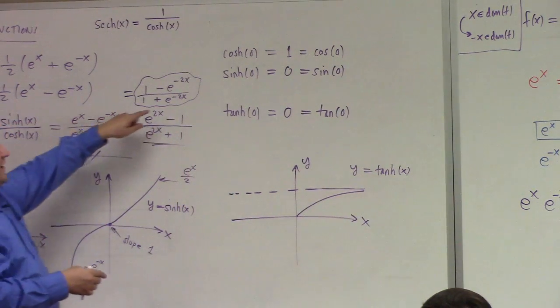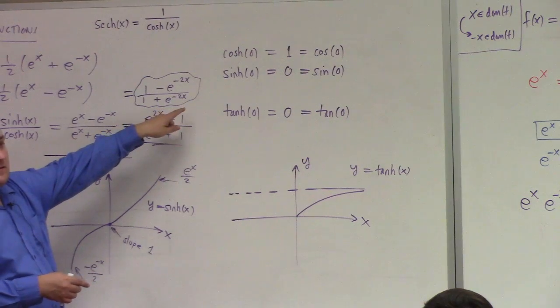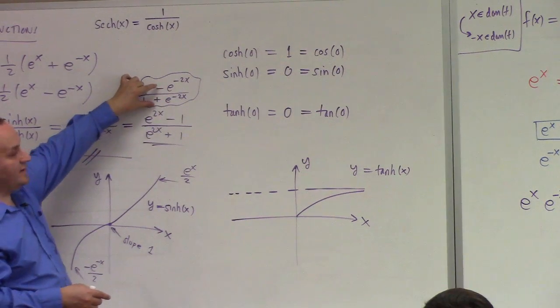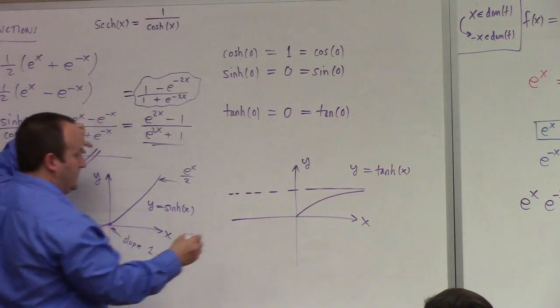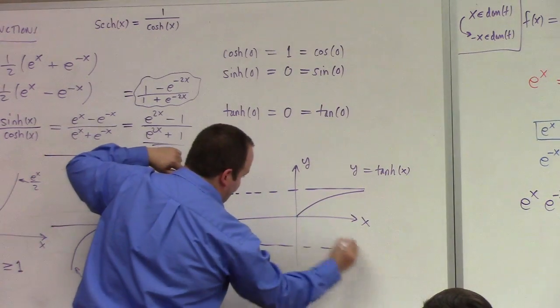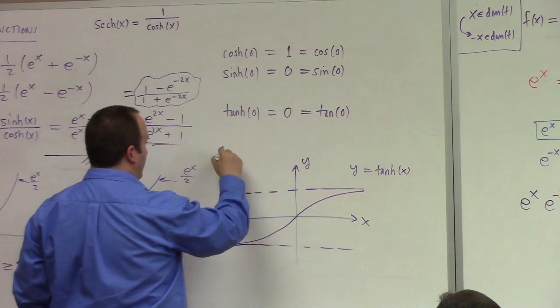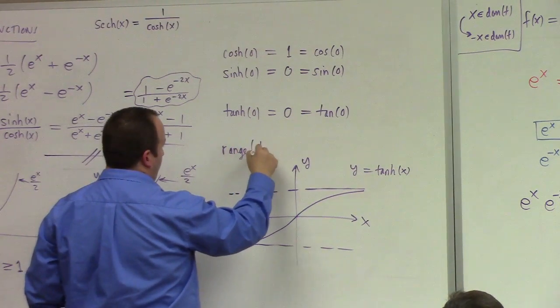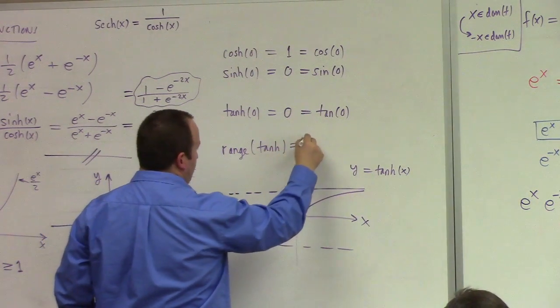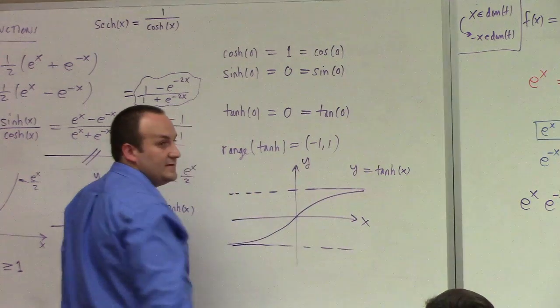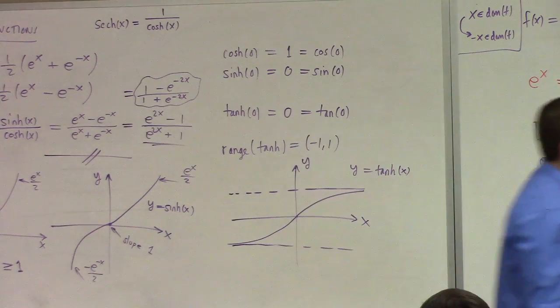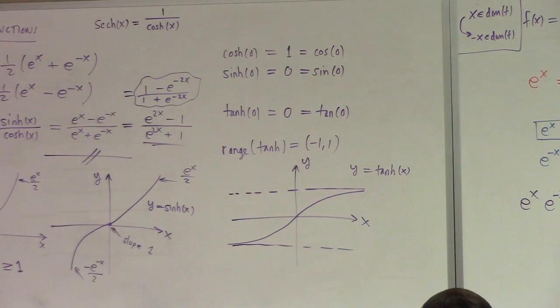For very large negative values, e to the minus 2x is dominant. And so if you look at this ratio, it's going to minus 1. And so that's pretty much it. You could do a more careful analysis, but long story short, the range of hyperbolic tangent is minus 1 to 1, not included. And for that reason, this identity only holds for minus 1 less than x less than 1.